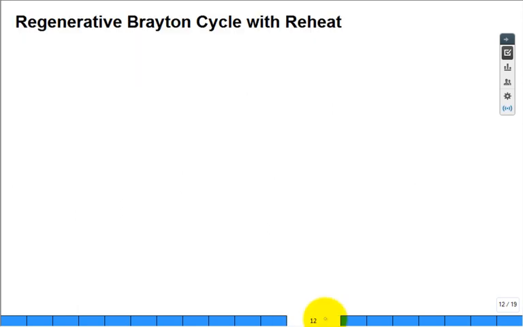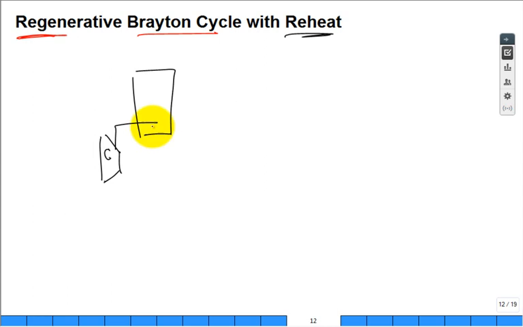Let's now talk about reheat. So we're going to stay with the regenerative Brayton cycle, meaning that I have the compressor. I'm going to come out, put it into a regenerator, then come out to the burner, and then pass it into, let's do it like this, a turbine.